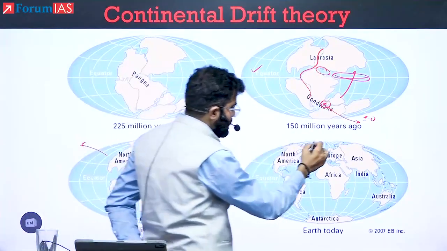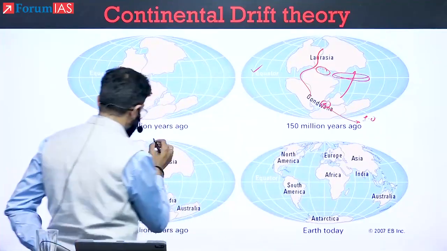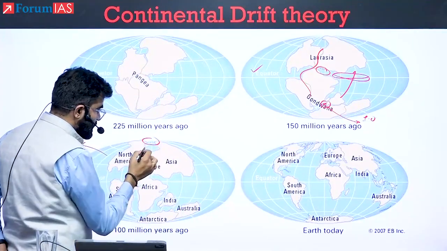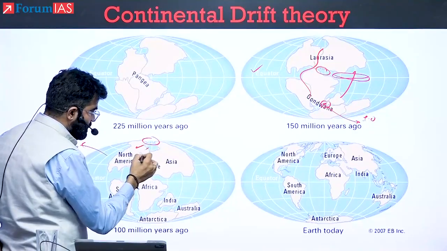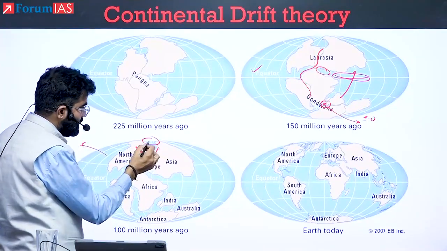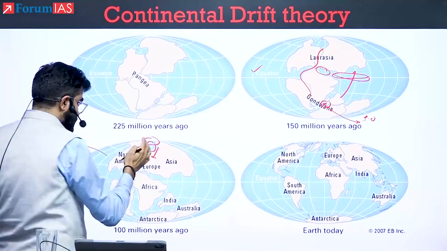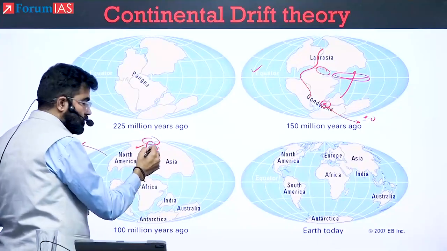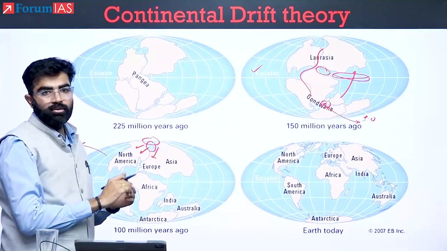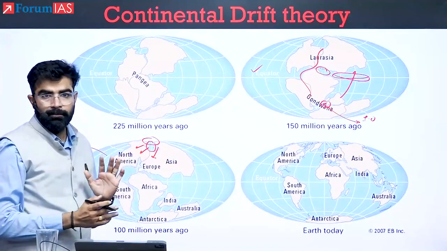From here he has assumed that because land was moving away from the pole, therefore what will happen? Here the ocean will form. Again, rifting will happen, and here the North Sea and the Baltic Sea will all be formed due to this phenomenon.